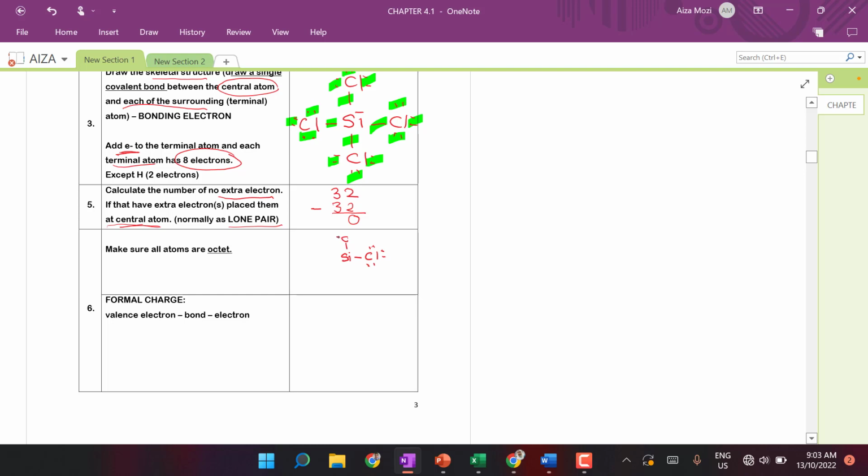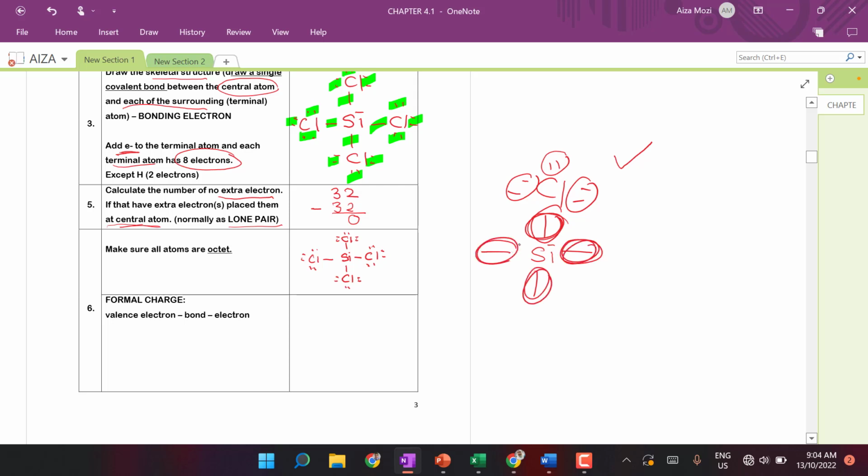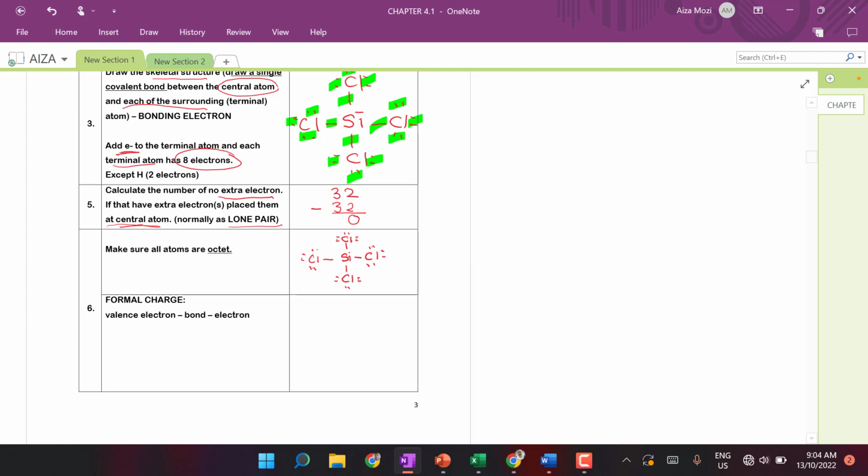So before we calculate formal charge, make sure all the atoms in the molecule are octet. So silicon is octet because silicon has 4 bonds. So 2, 4, 6, 8. So silicon is octet. The same goes for chlorine: 2, 4, 6, 8. So chlorine is octet, silicon is also octet. So both are already octet. Okay, so next is to calculate formal charge.